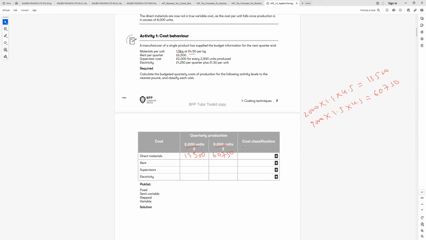And remember that the direct material is always a variable cost because it changes with the activity level. That means if I make more units, then I have more cost. If I make fewer units, I have less cost. So this is a variable cost.